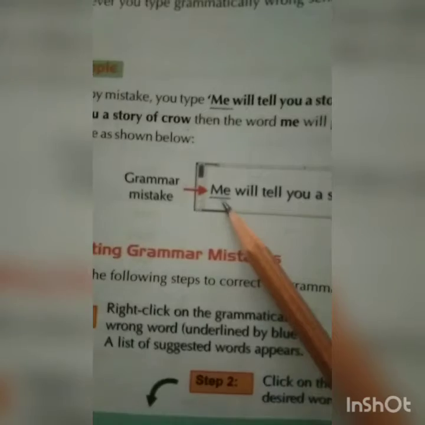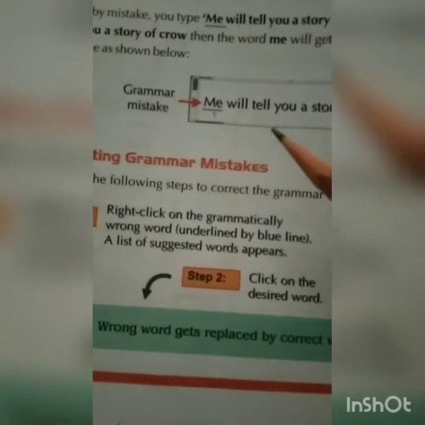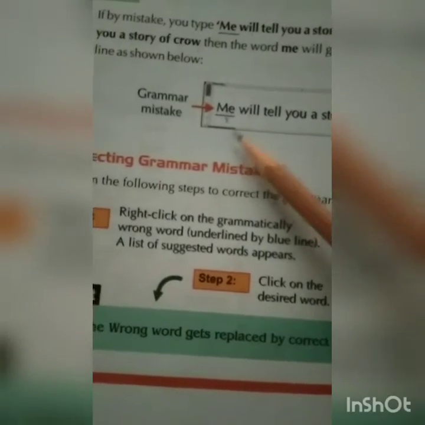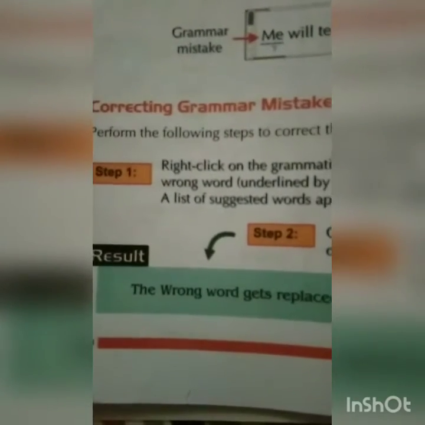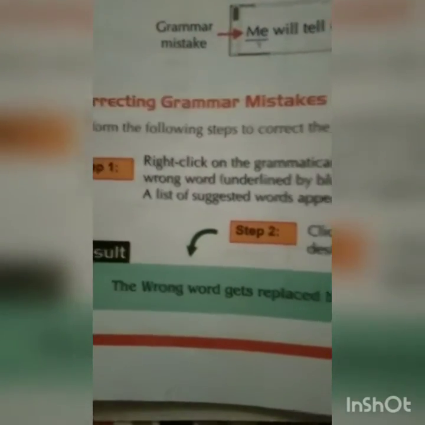So instead of "me", your grammar mistake is here, that you have to type "I" instead, that is "I will tell you a story of crow". We made the mistake, but the computer will not make a mistake, so it will change this word into the letter I. So how does it correct a grammar mistake? A few steps are given in the textbook, page number 38.